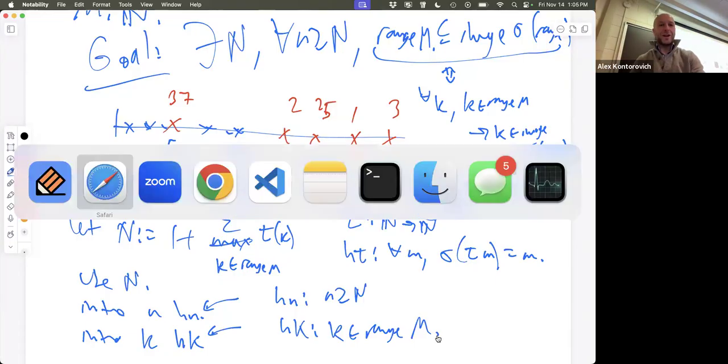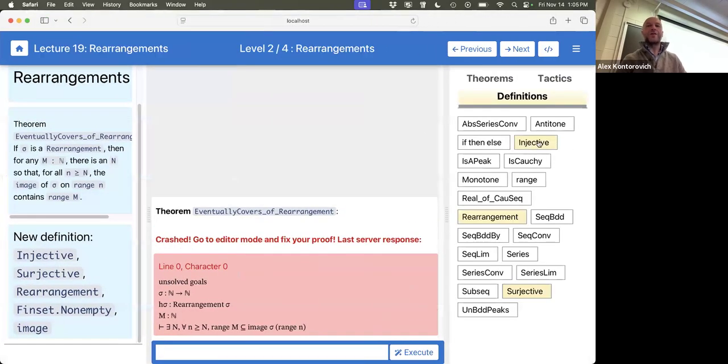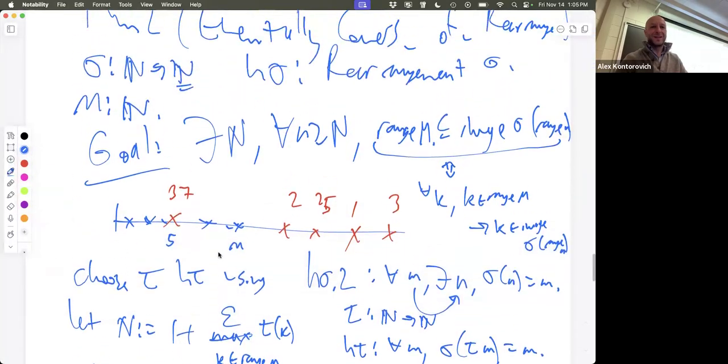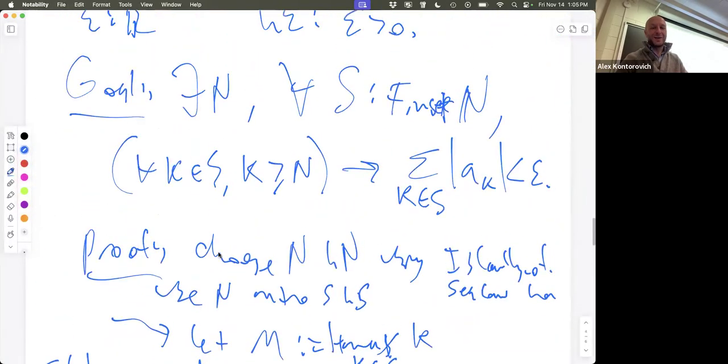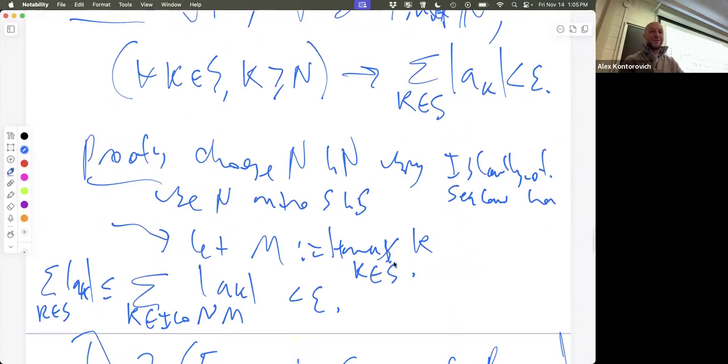Okay, what does it mean to be in range m? I have to give you a little theorem for that. So we have definitions: injective, surjective, and rearrangement. And a new definition is non-empty and image. Yeah, I have to add image to this list, and I have to add non-empty to this list. Wait a second. Non-empty I needed for the last one. What happens in the last theorem is that when you intro S hS, S might be the empty set. And if S is the empty set, then this is the wrong thing to take.